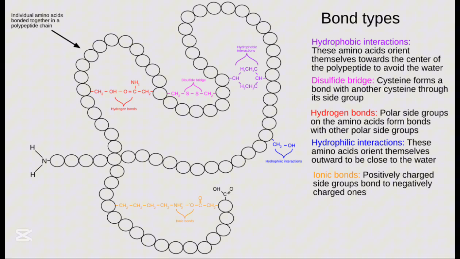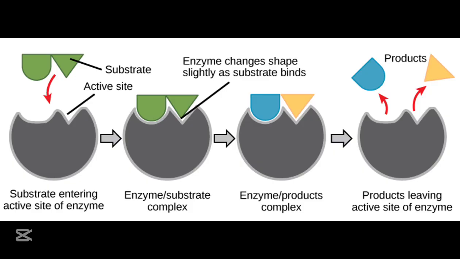But Mr. Martin also mentioned something about enzymes being a special type of protein. What makes them so special? Enzymes are like the catalysts of life. They speed up chemical reactions within cells without being consumed themselves. So they're like the little helpers that make things happen faster.